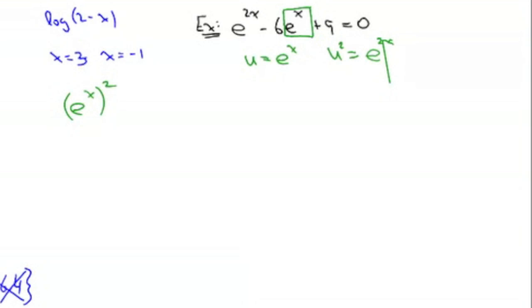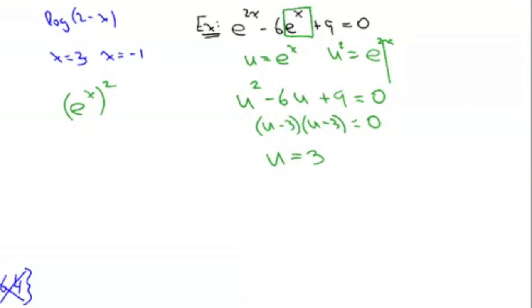Alright? Do your substitution. Replace e to the x with u, e to the 2x with u squared. And you get u squared minus 6u plus 9 is equal to 0. And now it looks like a normal, everyday quadratic equation. Then factor it. Factors of 9 that add up to 6. Oh, this is nice and easy. It's negative 3 and negative 3. It's a perfect square one. All right, so we get u is equal to 3. I'm going to have to make up another one. This one's boring. I want 2 answers, not just 1.